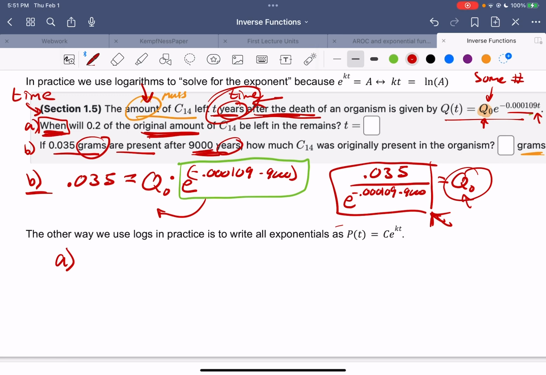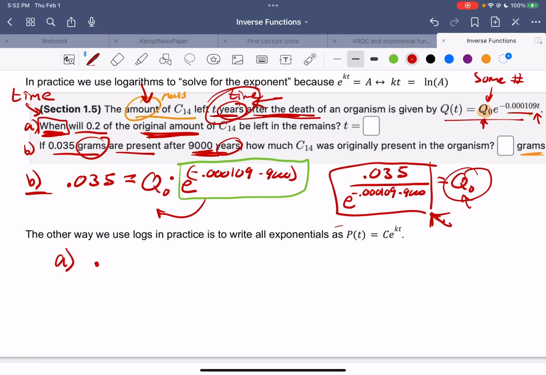All right, so how are we gonna set this up? So when will 1/5, or 0.2, of the original amount be there? I prefer 1/5, sorry, it really just excites me. Well, this is what you better get: this is a y value. It's a final amount. Well, that's equal to Q naught times e to the negative 0.1230109 times t. Great. So this is what we're trying to solve.